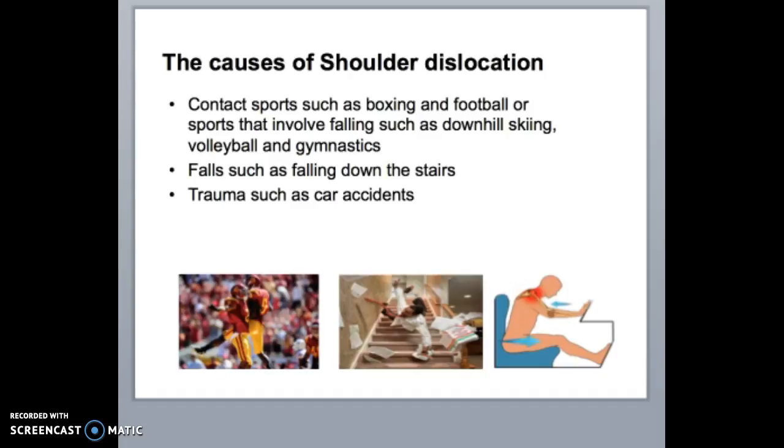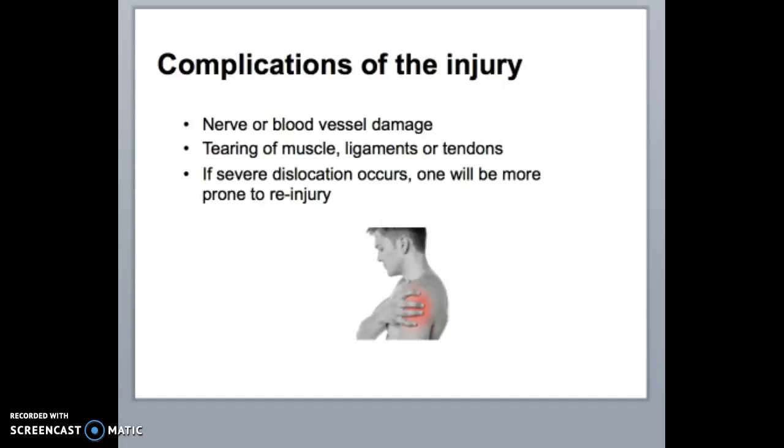The causes of shoulder dislocation. Usually it's contact sports such as boxing or football, or sports that involve falling such as downhill skiing, volleyball, or gymnastics. Falls such as falling down the stairs or falling off your bike, and trauma such as car accidents. Complications to the injury: nerve or blood vessel damage around the shoulder joint, as well as tearing of muscle, ligaments, and tendons around the shoulder joint.